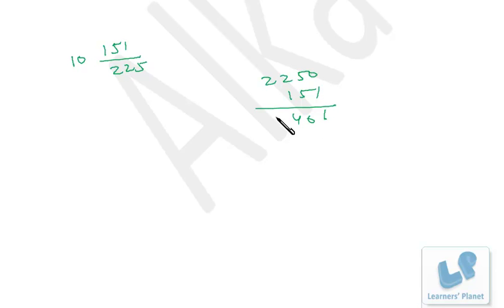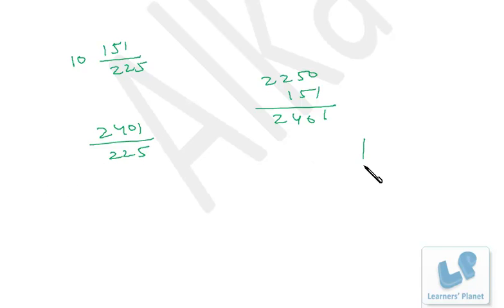Now friends, suppose we have a mixed fraction, say 10 151 by 225. So first of all, what we have to do? We have to convert this fraction into improper fraction. So that's 225 into 10, that is 2250, then 151. Okay, so this number will be 2401 by 225, right?